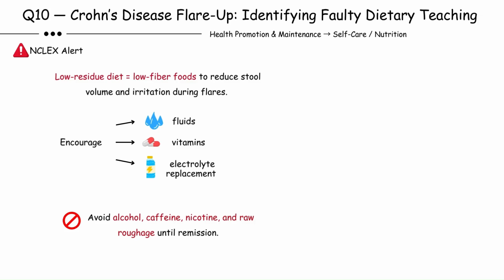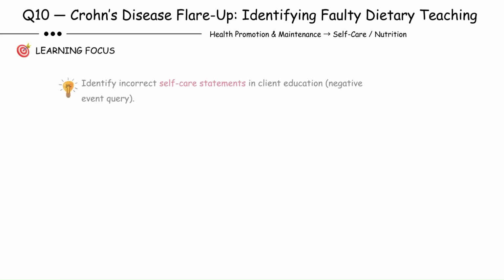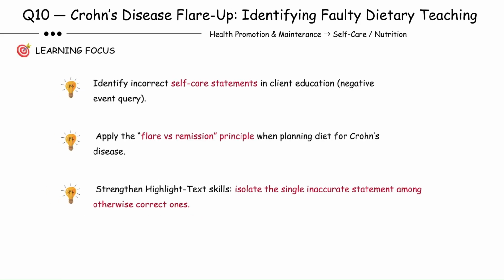The NCLEX often tests this by giving you one incorrect self-care statement mixed in with several correct ones. And here's the key takeaway from this question. When Crohn's disease is active, the bowel needs rest, not stimulation. So if you hear a client say they plan to increase fiber during a flare, that's your clue to step in and correct the teaching.